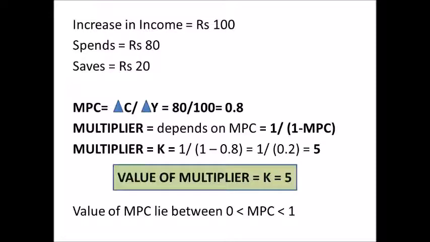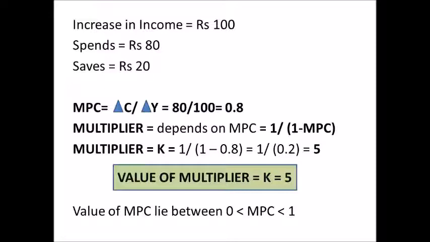Now, moving on, let's see how MPC works. Here, an individual's income rises by rupees 100. Naturally, his consumption also rises. Suppose he spends rupees 80 out of it and saves rupees 20. Now, change in consumption, that is 80 rupees, by change in income, that is rupees 100, is equal to 0.8, which is the marginal propensity to consume of that individual.